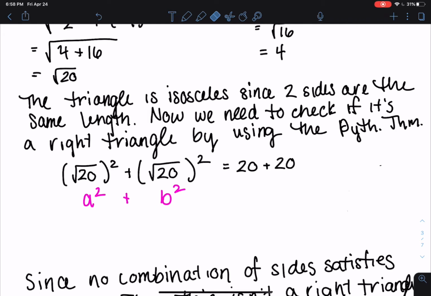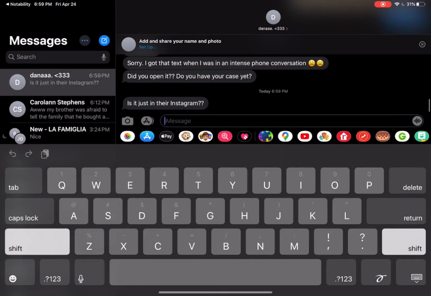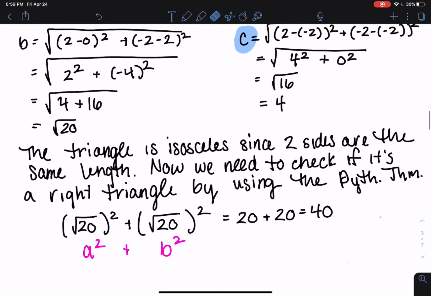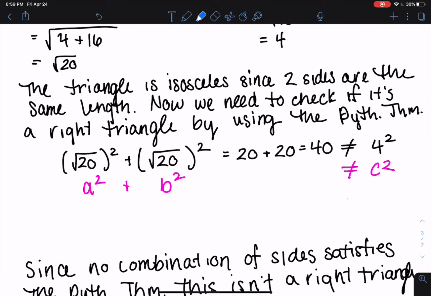That gives you 20 plus 20, which is 40. This should equal the remaining side squared, but that's definitely not 4 squared. So it doesn't work with this combination of legs and hypotenuse. So let's try another one.